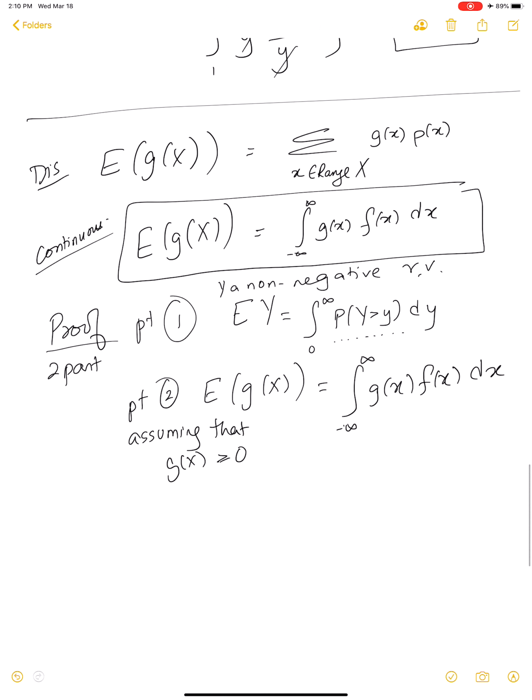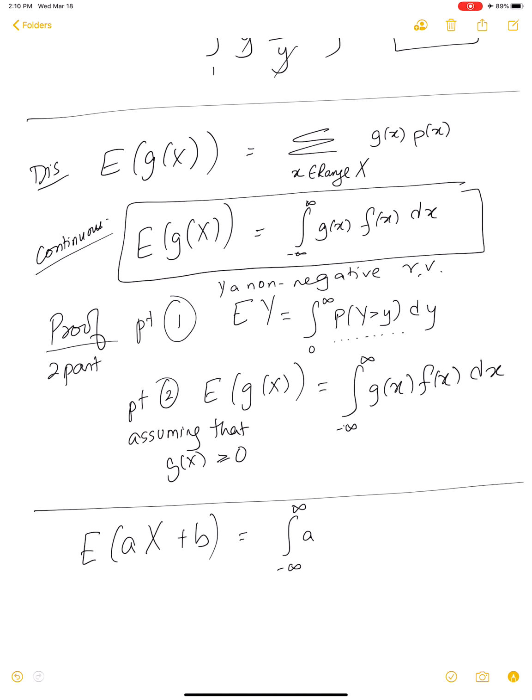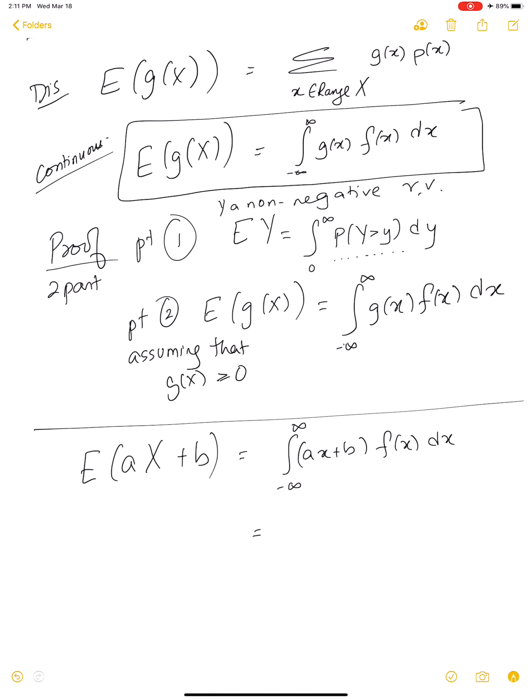Okay, and using this, you have certain basic results. So what is the expectation of a times x plus b? Well, what will this be? This will be the integral from negative infinity to infinity of a times x plus b times the density f of x. And by linearity of the integral, you have a times the integral from negative infinity to infinity of x times f of x dx, plus b times the integral from negative infinity to infinity of f of x dx.